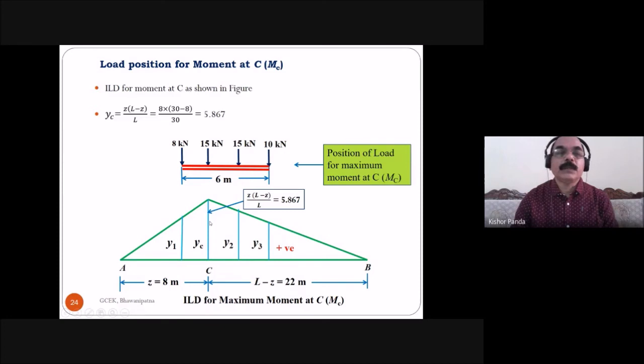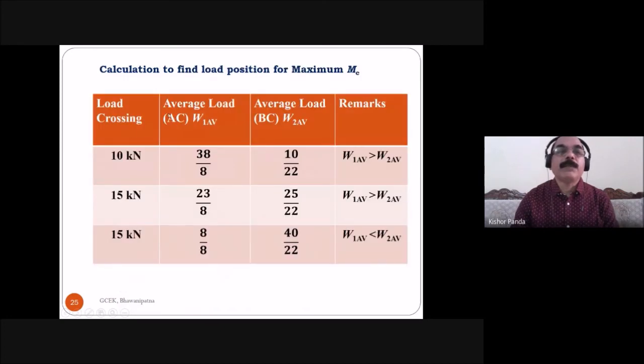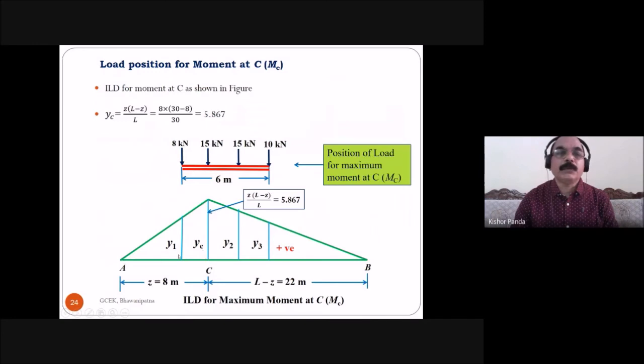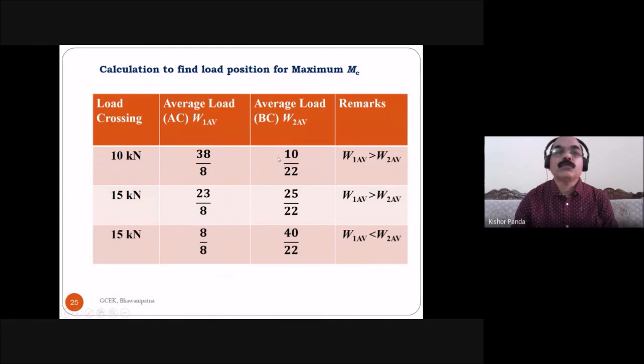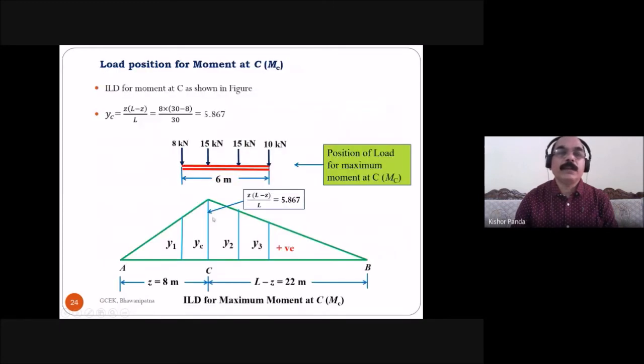So just take here the average load: what is the average load on the AC portion, and what is the average load on the BC portion. You have to take 2 columns, the load crossing 1 column, and here you take the remarks. So first you take the 10 kilonewton load. Because this is the leading load, take when the 10 kilonewton load is crossing section C.